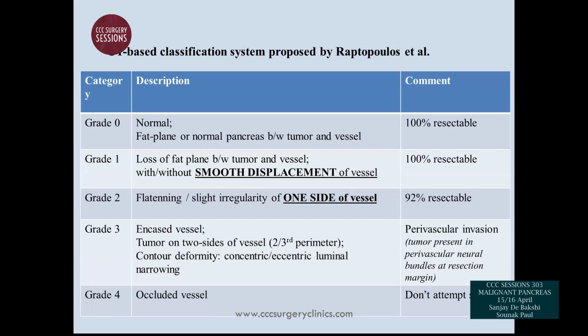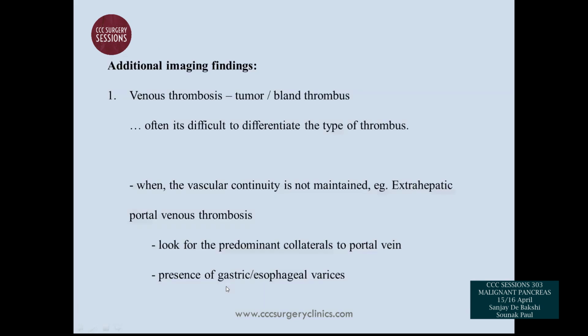Coming to the CT-based classification system, I will jump to grade 3. Any vessel that is encased on 2 sides or has contour deformity usually has infiltration of the perivascular neural bundles, and there is a high chance of positive resection margins if we just scrape out the tumor. In these cases, we need to have a resection of that part of the vessel if possible. And in cases of occluded vessels, the classic dictum is not to attempt a surgery.